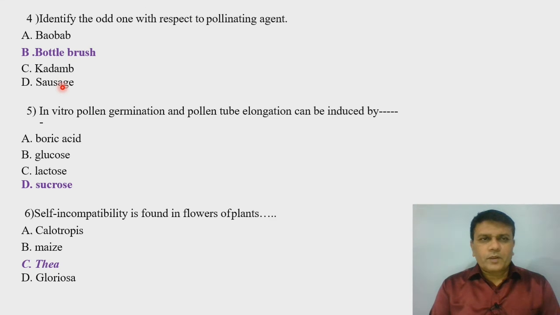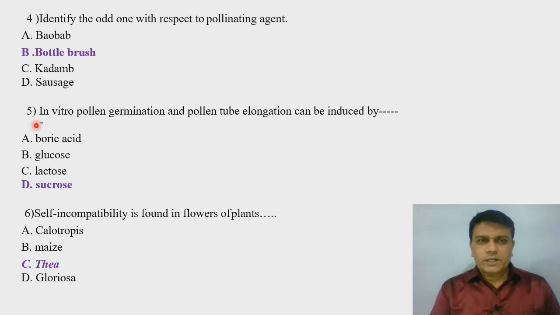Now bottle brush is the odd one, as bottle brush is pollinated by birds, while the remaining three, that is baobab, then kadam and sausage, are pollinated by bat. Hence the odd one is bottle brush.